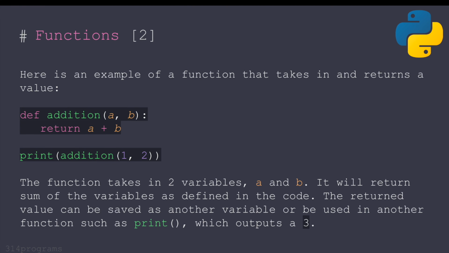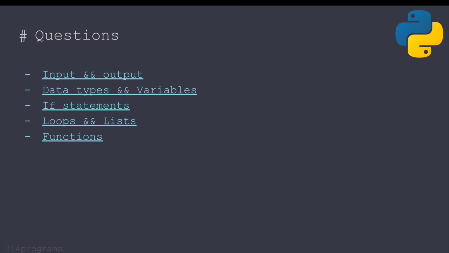Here is another example of a function that we made. This function takes in values and it returns a value. The function takes in two variables, a and b. It will return the sum of the variables as it is defined in the code. The returned value can be saved as another variable or be used in another function such as print, which outputs a three. This is the end of the lesson for basic Python learning.